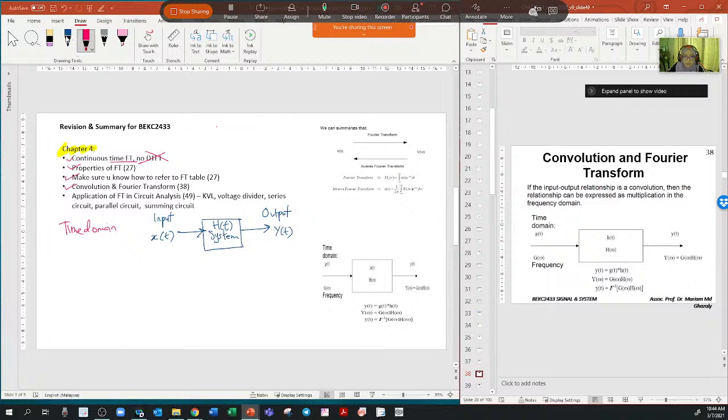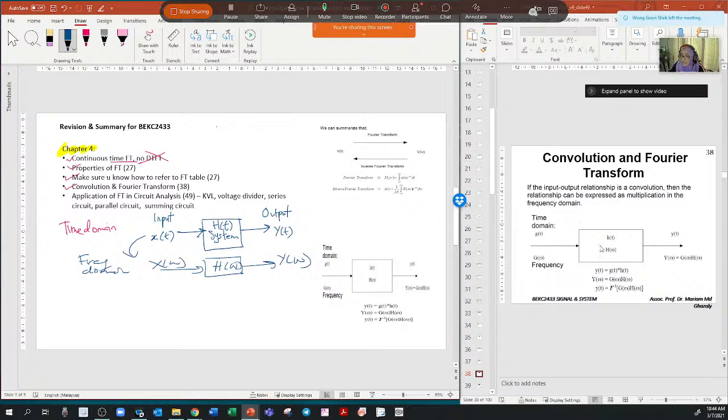If I write it out again, H omega, you have X omega, because this is in frequency domain. Then we have Y omega. So you see in the slide, chapter 4, that you can actually write it out in terms of convolution. This is what I mean just now.